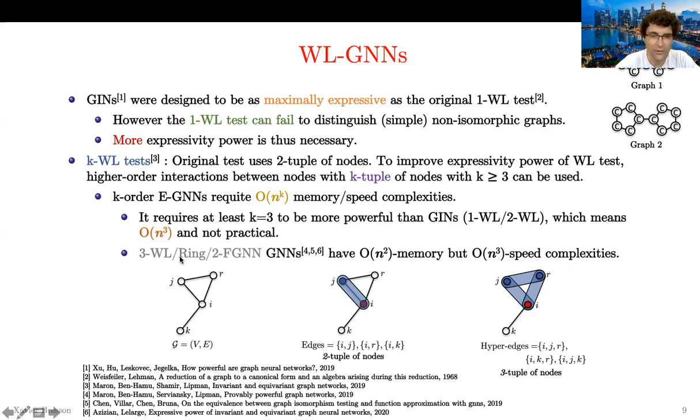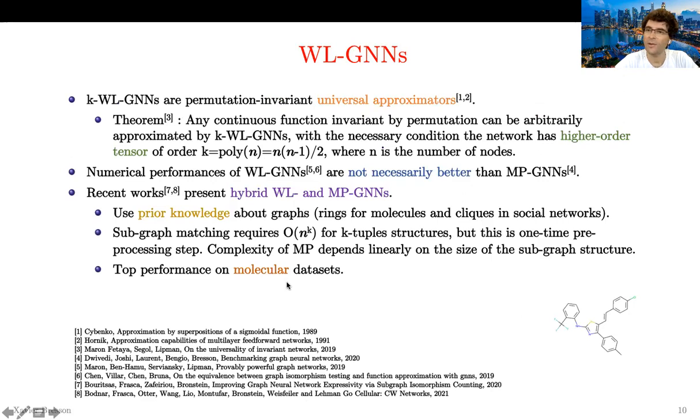So there has been this recent development with 3WL, Ring, and 2-FGNN, where you get the best possible memory and speed complexity for this class of GNNs. WL GNNs are permutation invariant universal approximators, which means that they can approximate any continuous function that is permutation invariant, but again under the condition that you will use higher order tensors.